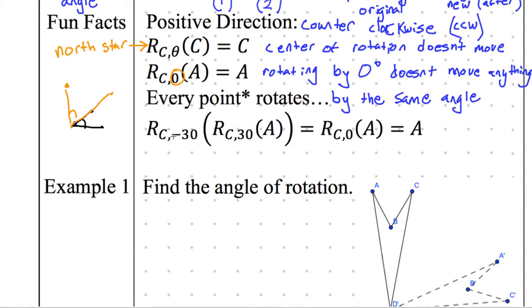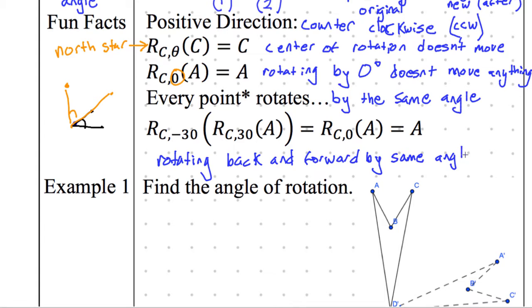Now I feel bad because I did give myself space to do it. Rotating back and forward by the same angle is the same thing as no rotation. That means you can go backwards. You can get back to the original pre-image. Rotating back and forward by the same angle means no rotation.